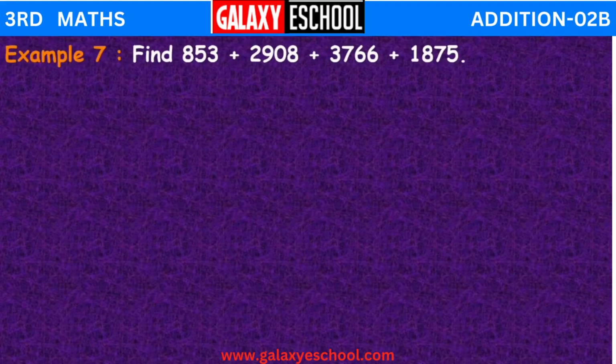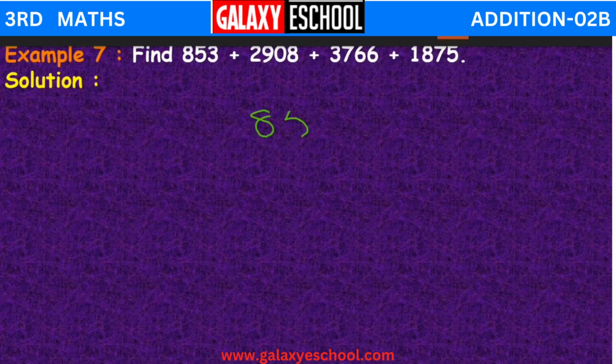Hello children. Moving on to the next question. Find 853 plus 2908 plus 3766 plus 1875. Now again, what to do?